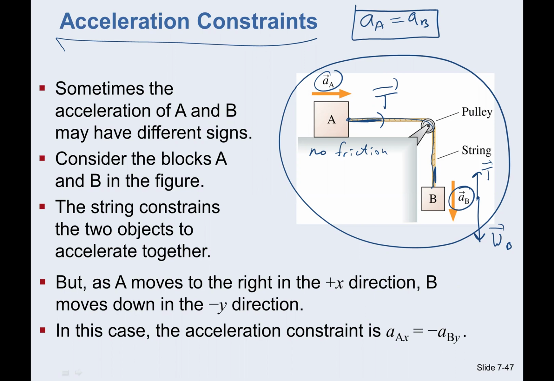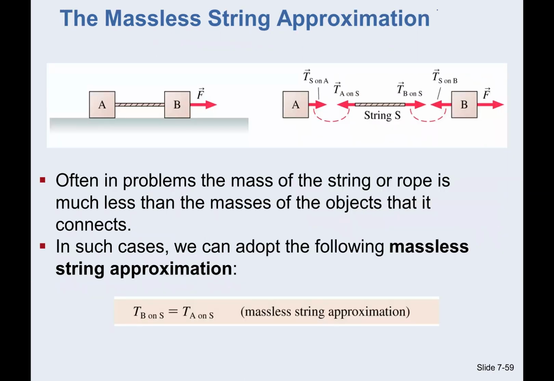Now one of the things we can see over here is 2 blocks and a string. As block A accelerates and block B accelerates, so does the string. The string is also accelerating. But when we're considering the string and its acceleration, we want to make a very simple approximation that can allow us to make a very important conclusion. So let me use this particular picture to explain what I mean by that.